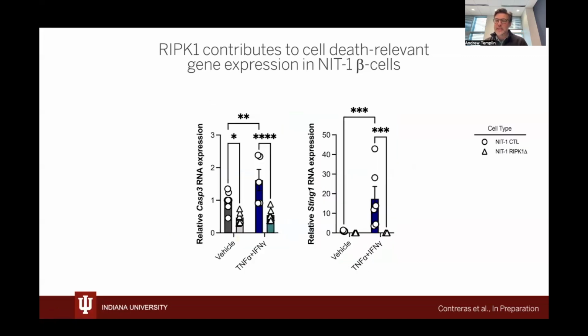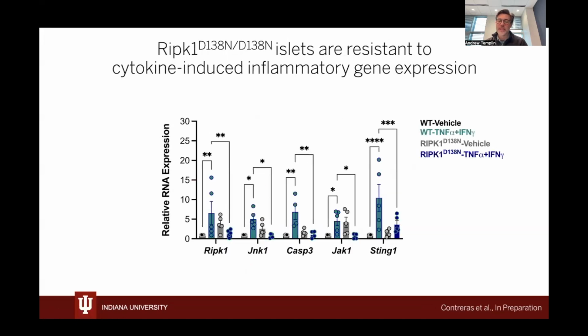To follow up on this RNA sequencing, we treated the cells with TNF and interferon and then looked for a subset of these genes, including caspase 3 and STING. And in both of these situations, we found that these molecules are upregulated by cytokine treatment, and that was abrogated with loss of RIP1. We also performed these studies in our RIP1 kinase dead islets, and similarly found that the induction of several of these inflammatory genes in wild-type islets by cytokines was diminished in RIP1 kinase dead islets.